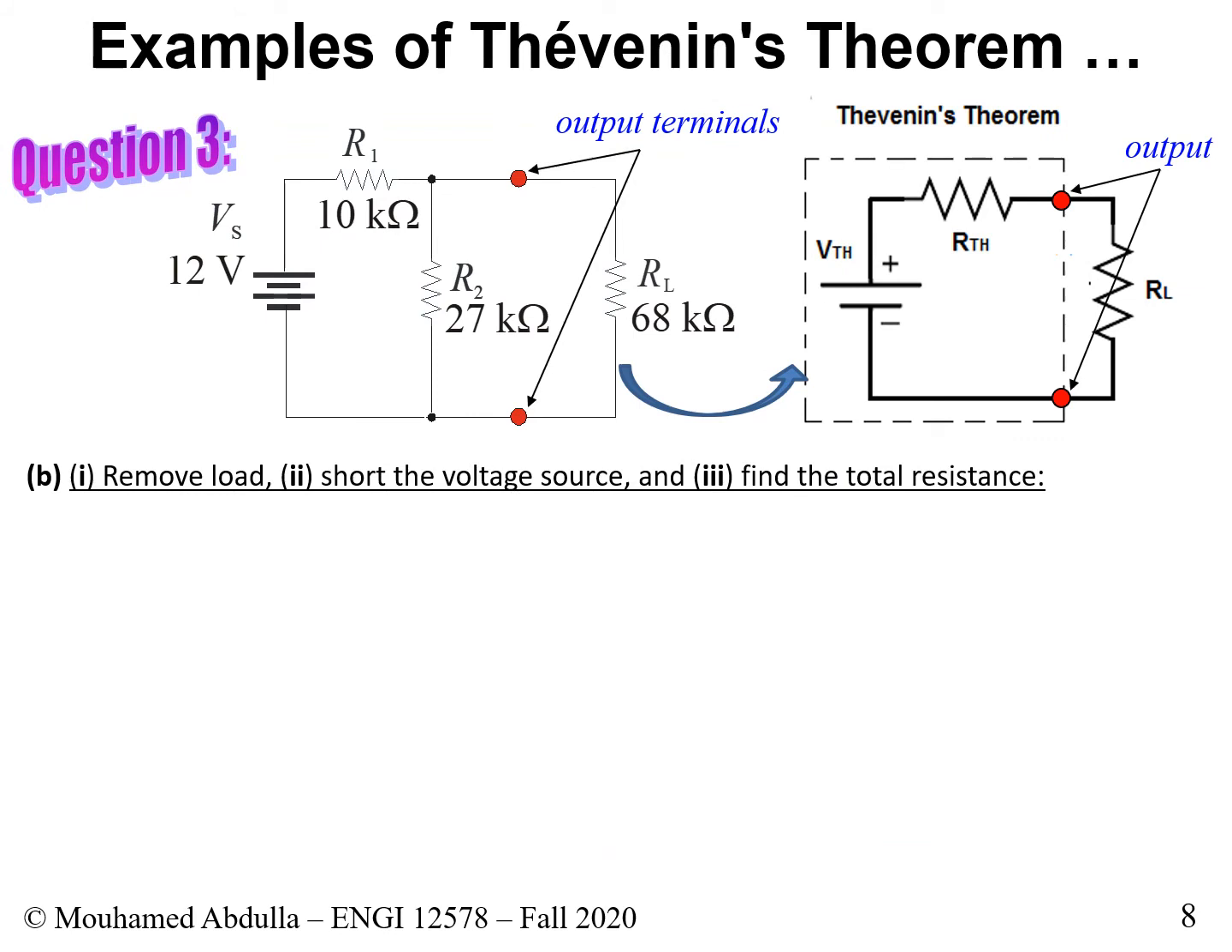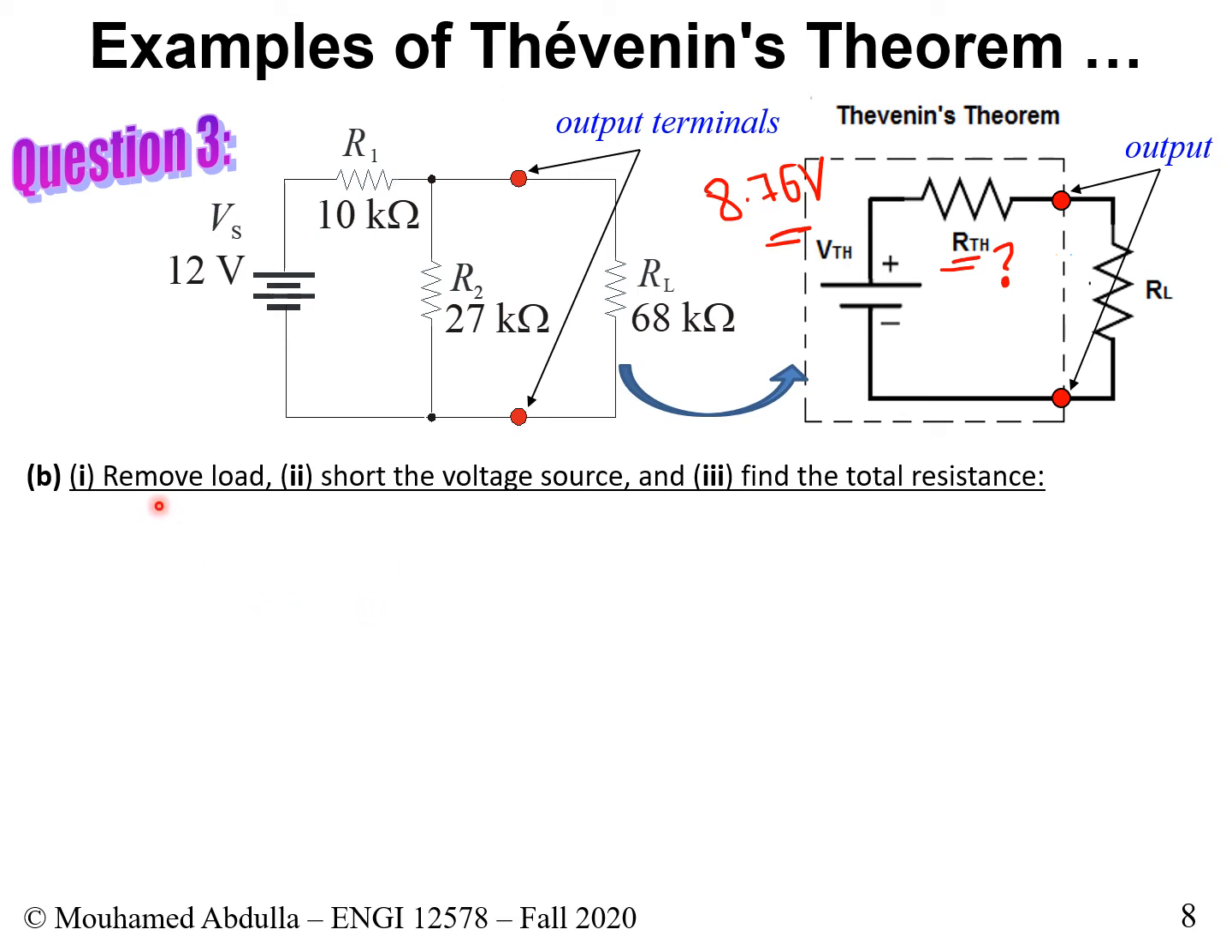On the previous slides, we determined VTH, and the value for VTH that we got is 8.76 volts. And now what we're looking for is really RTH. We want to determine what this value is. To determine RTH, we go through the process that we discussed before. So the recipe for finding RTH. As we know, the process is straightforward.